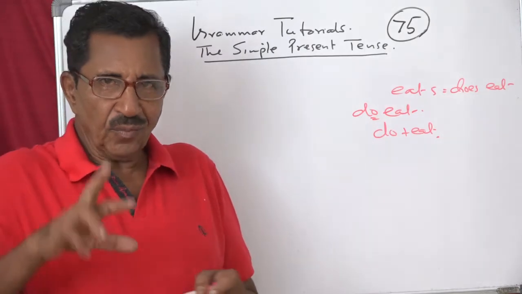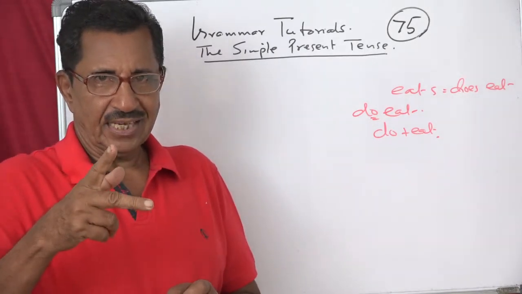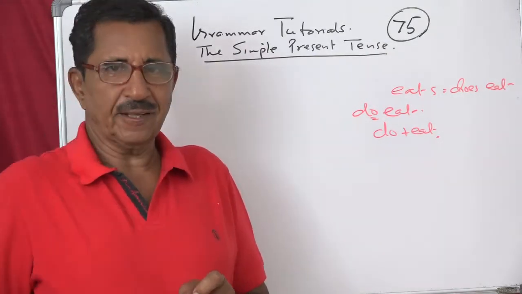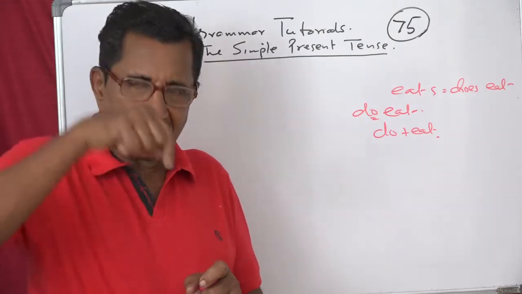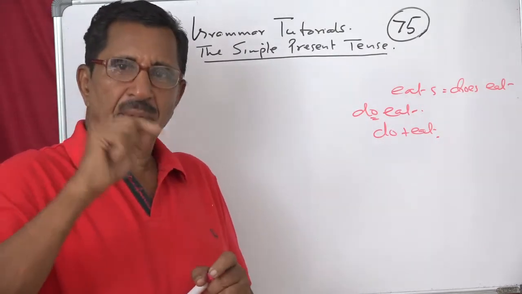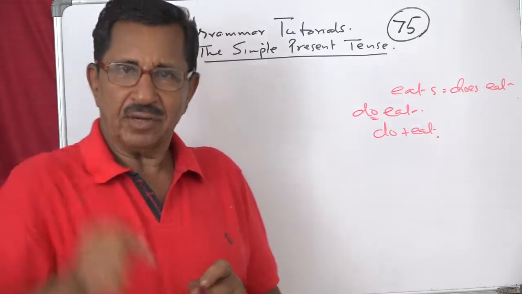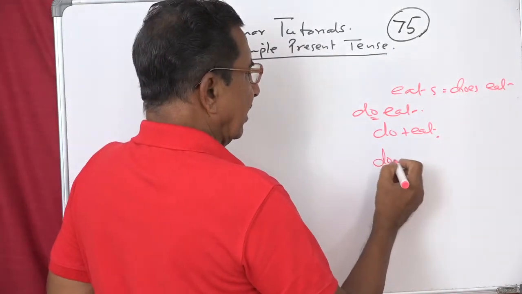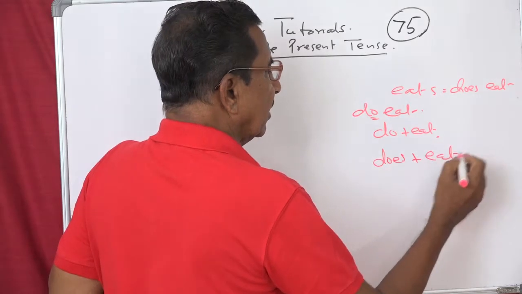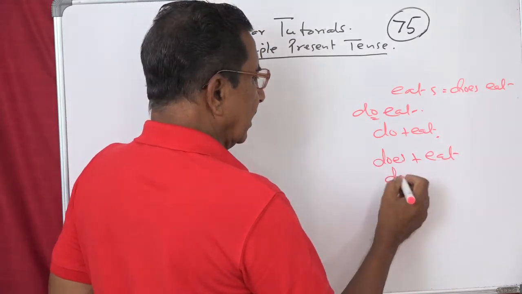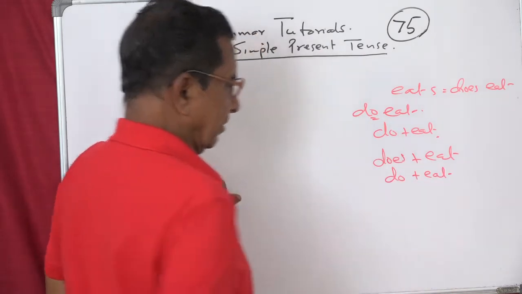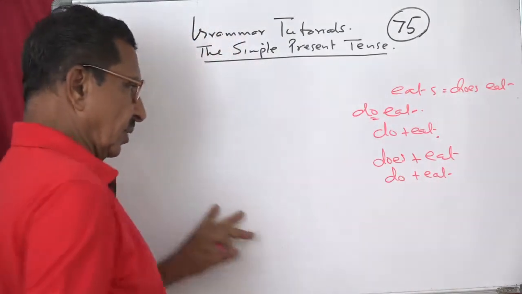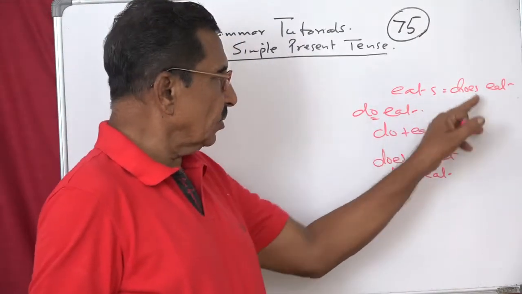Listen. When you insert do to the simple present forms of a verb, the form with S becomes does eat, and the form without S becomes do eat. Why? Because here there is no tense marker, so here also you don't do anything. But here there is a tense marker, so you add it here.